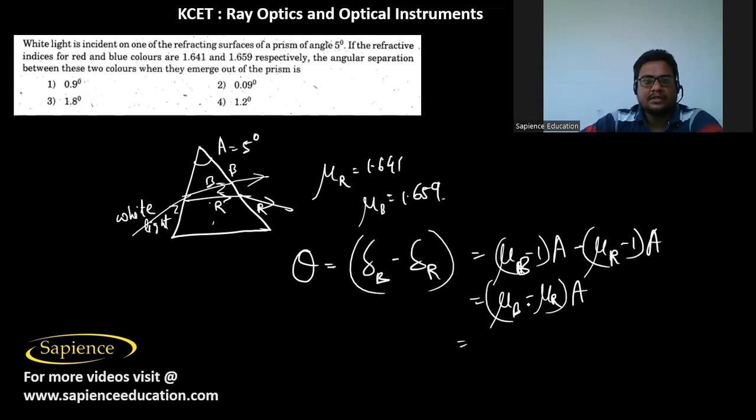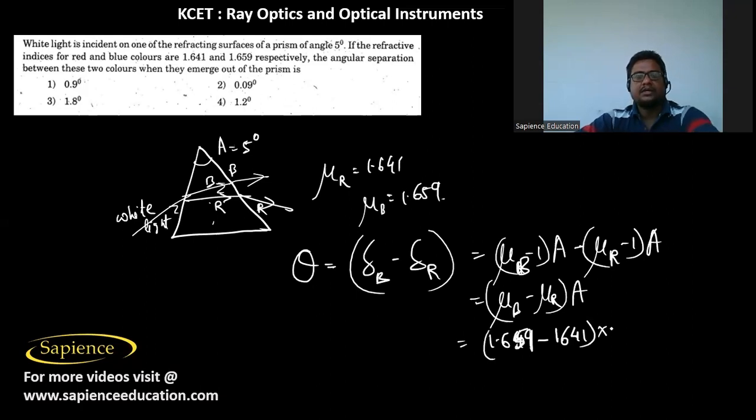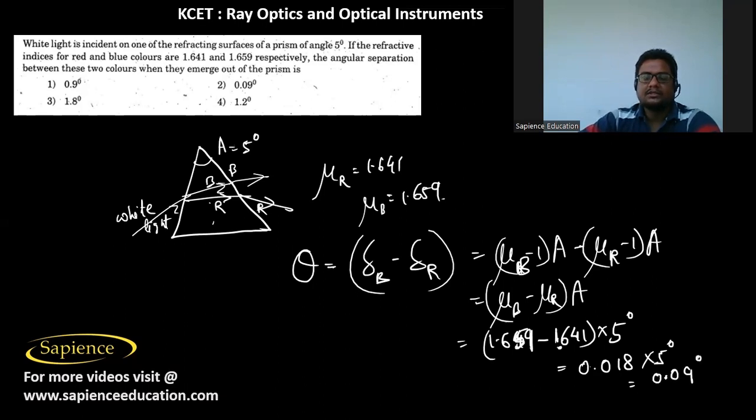So that will be the refractive indices, 1.659 minus 1.641, into A. A is 5 degree. So it will be equal to 0.018 into 5 degree, so this will be 0.09 degrees. So option 2 is the correct answer.